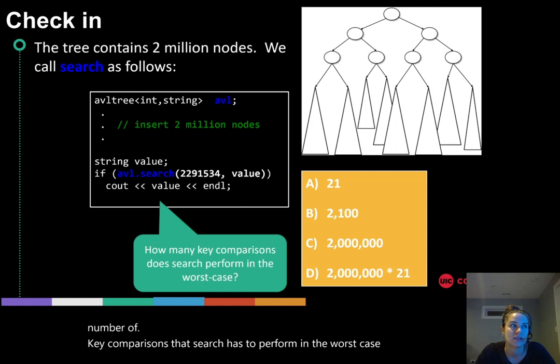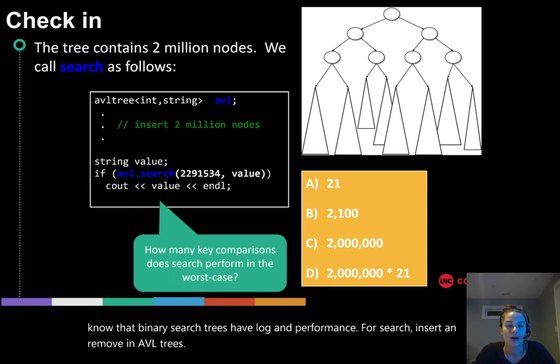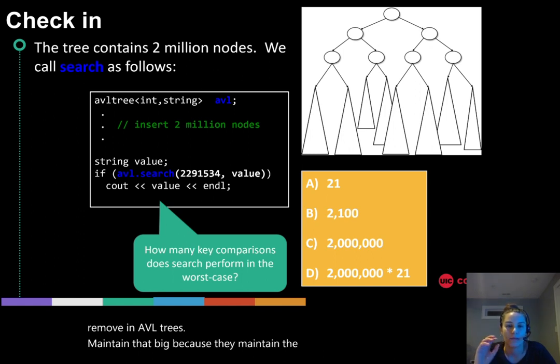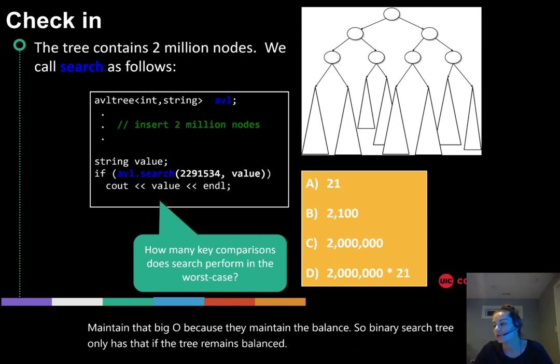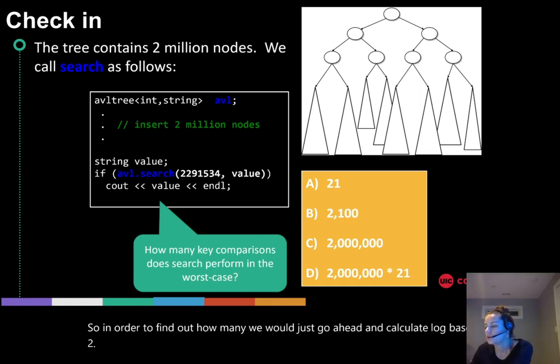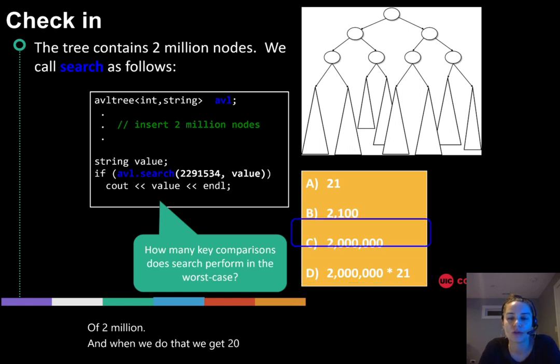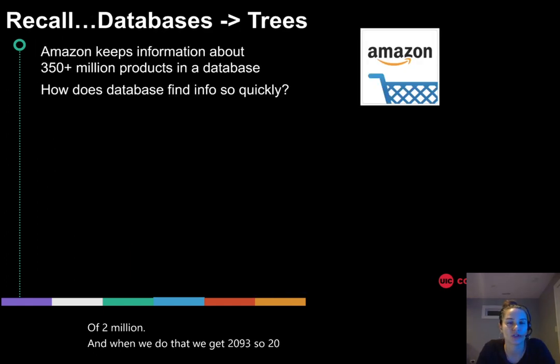So we know that binary search trees have log n performance for search, insert, and remove, and AVL trees maintain that big O because they maintain the balance. So binary search tree only has that if the tree remains balanced. So in order to find out how many, we would just go ahead and calculate log base 2 of 2 million. And when we do that, we get 20.93, so 21 key comparisons, which isn't bad.